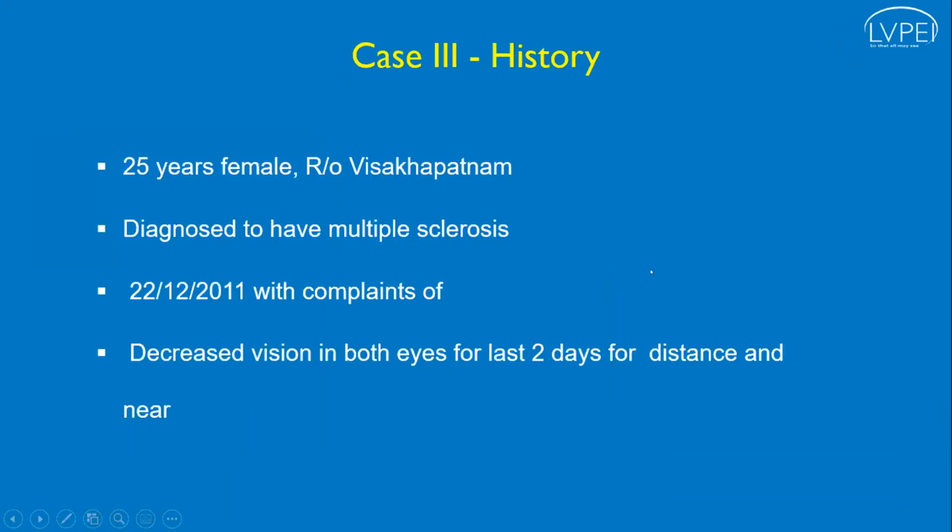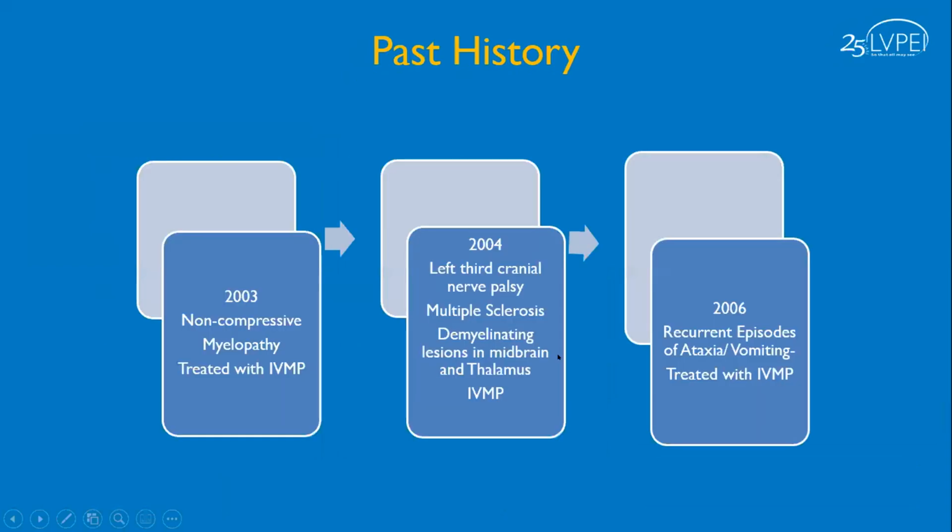So we'll not go much more into the history in the diagnosis of multiple sclerosis here, but we'll move to the third case. This is a case of a 25-year-old woman who was initially thought and diagnosed to have multiple sclerosis. The patient had presented to us in 2011 with complaints of sudden onset decrease in vision in both eyes for the last 2 days. And at the time of presentation, there was significant past history. So the patient had a history in 2003.